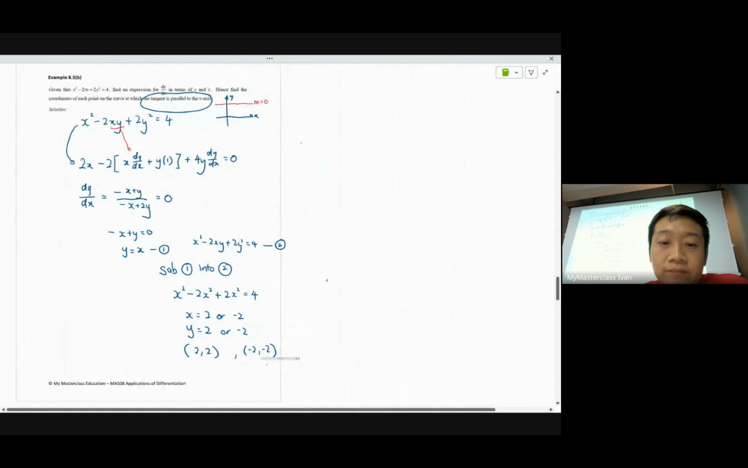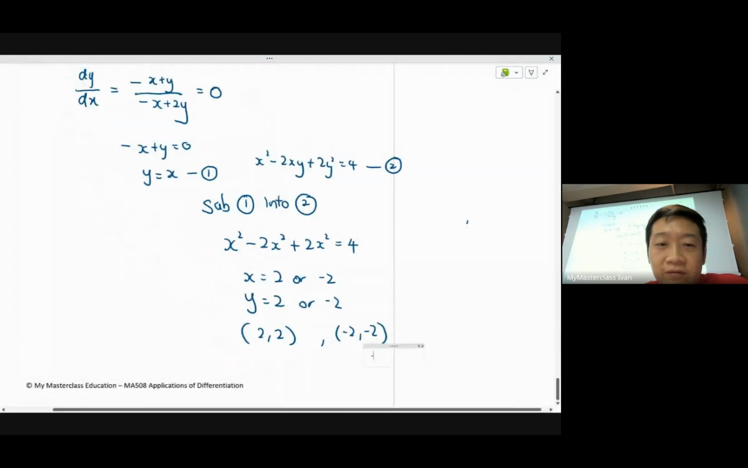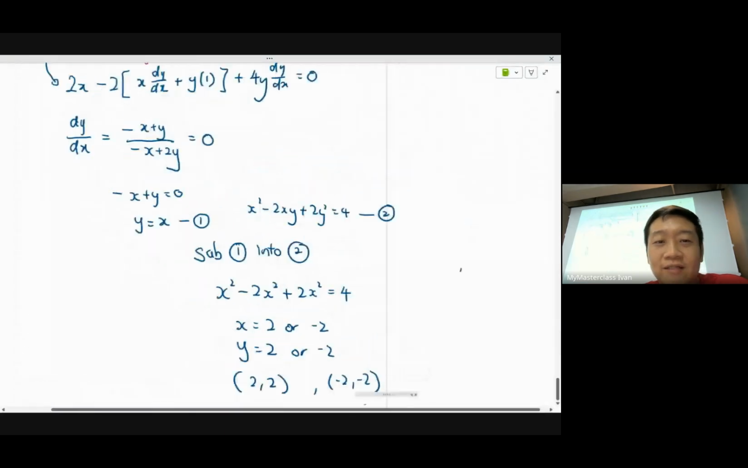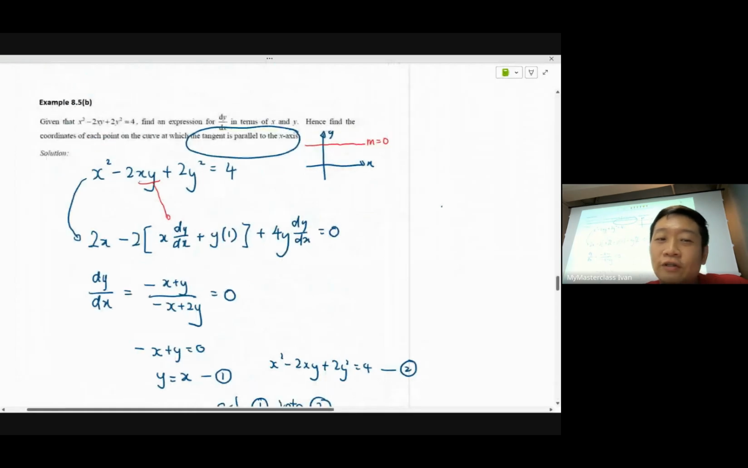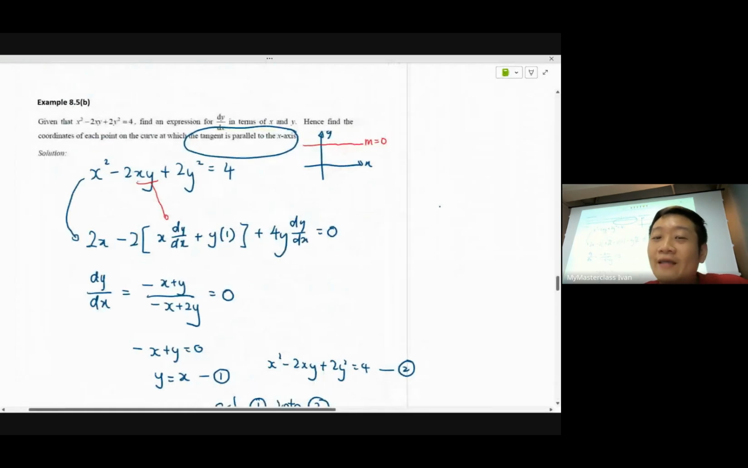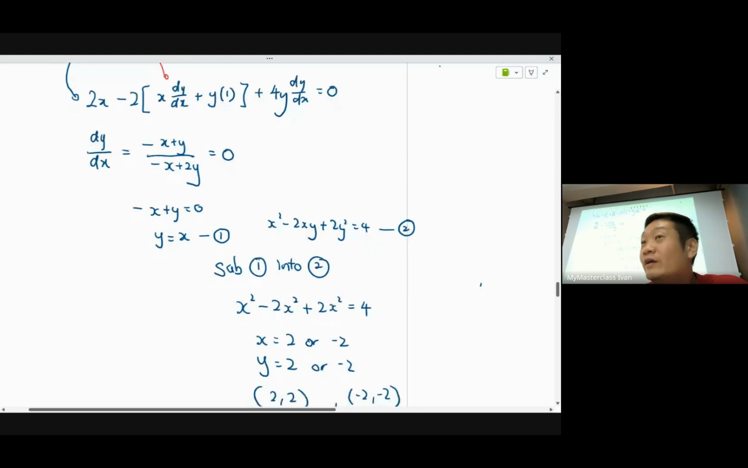After you sub one in. The question is not asking for stationary point. The question is asking for the coordinates of each point on the curve where the tangent is parallel to the x-axis. So when the tangent is parallel to the x-axis means gradient 0, right? Gradient 0 means dy dx equals 0. I got an expression that's y equals x. I want to find the coordinate on the curve.